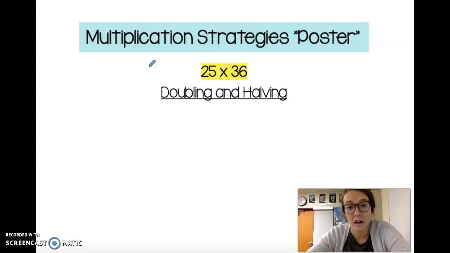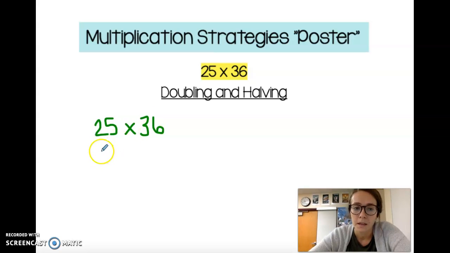But in my opinion, one of the best ways to do this problem is by doubling and halving. And we know that when we have a number like 25, that is a really easy number to double because it gets us to a really easy number. I'll show you what I mean. So 25, if we double it, gets us to the number 50. And that's way easier to work with than 25.